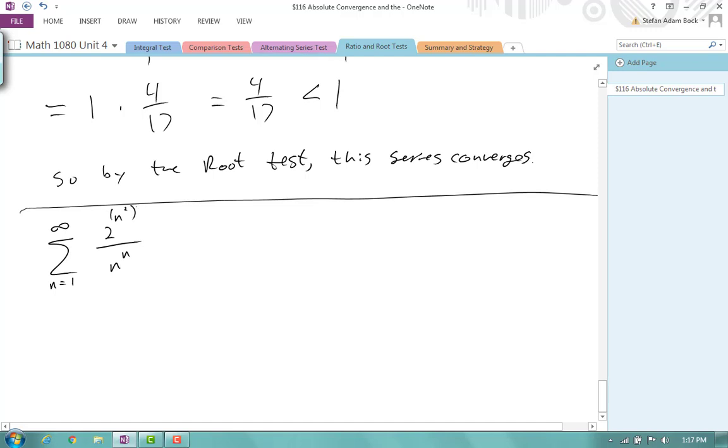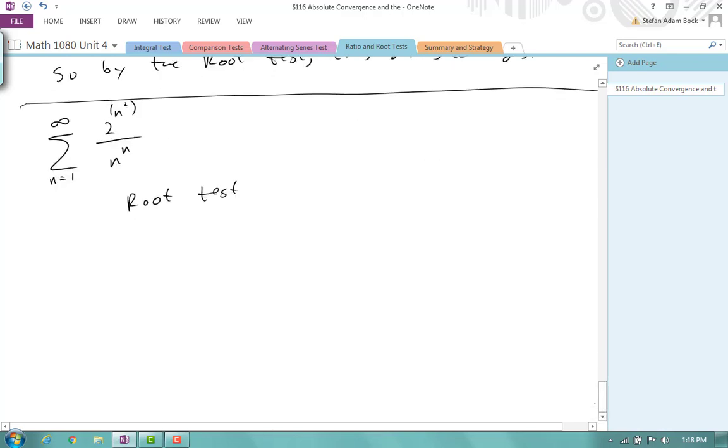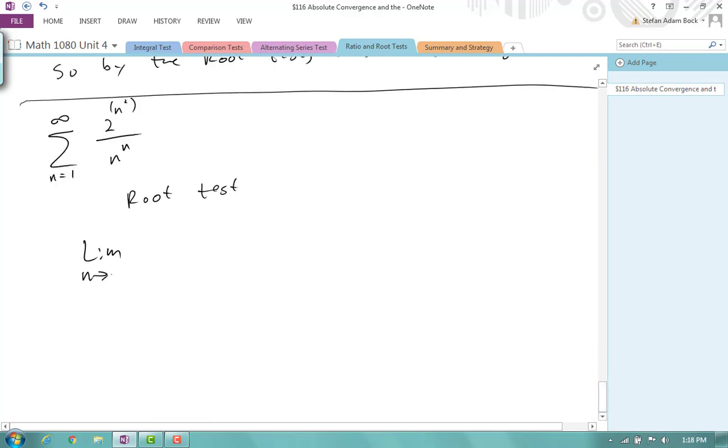Now, unless I had said something, there's really no indication of what this is going to do, because n to the n just might be bigger than 2 to the n squared. We're not really sure. So I'm going to use a root test, because I think the ratio test might be a little bit ugly. Which means I want the limit as n goes to infinity of the nth root of the absolute value of 2 to the n squared divided by n to the n. But since all of the terms here are positive, I can ignore my absolute values for a little bit.